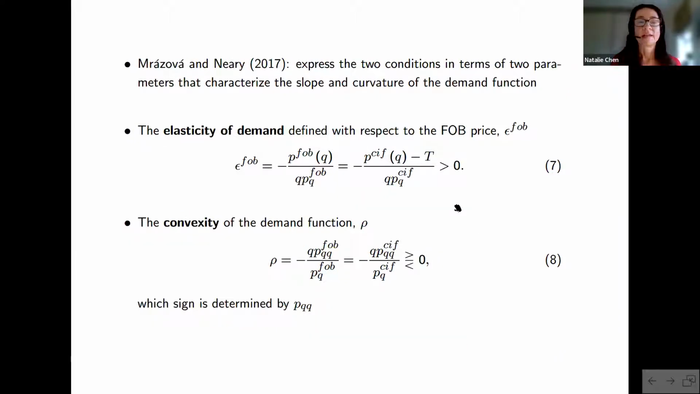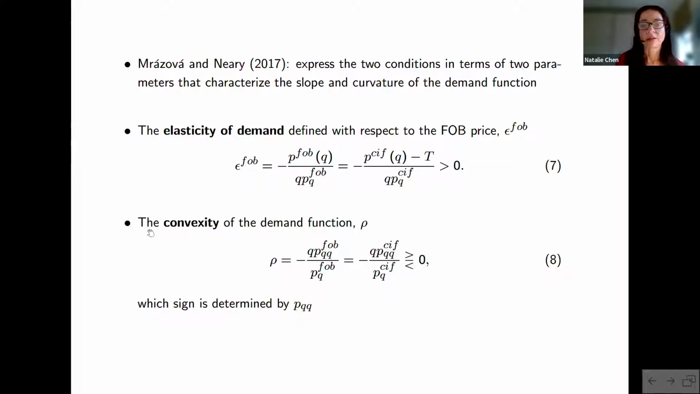So what Mrazova and Neary show is that we can express the two conditions, so the first order condition and the second order condition, in terms of two parameters that characterize the slope and the curvature of the demand function. So the first parameter is simply the elasticity of demand. So here what matters for us is the elasticity of demand perceived by the exporter, which is defined with respect to the export price or the FOB price. So the elasticity of demand, epsilon FOB, is given by this expression here, that we can also rewrite in terms of CIF quantities. And here we define the elasticity so that it is a positive quantity.